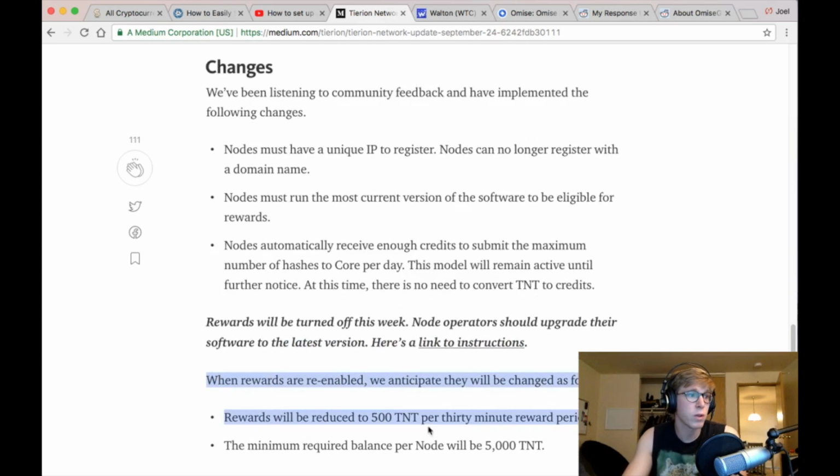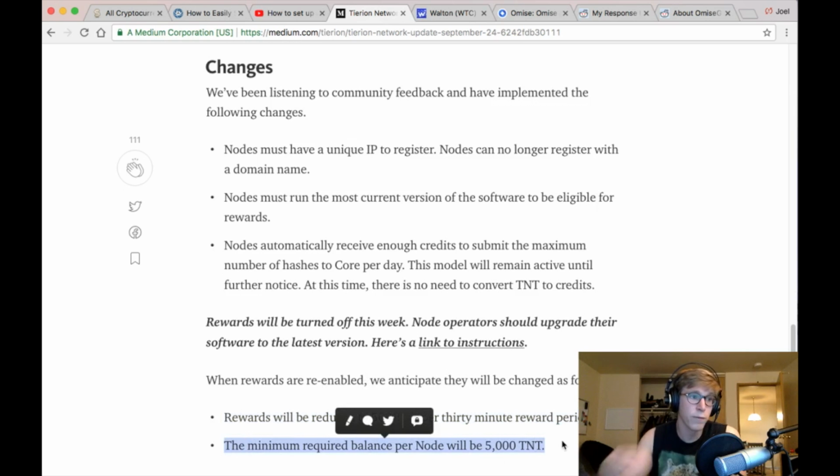But some changes that are going to take place when the nodes are back up and able to receive rewards is that the rewards will be reduced to 500 TNT per 30-minute reward period, and the minimum required balance per node will be 5,000 TNT. So basically, once all this goes through, the main changes are that you need 5,000 Tierion in your address to start up your node, and you have a chance to win 500 Tierion tokens every 30 minutes.